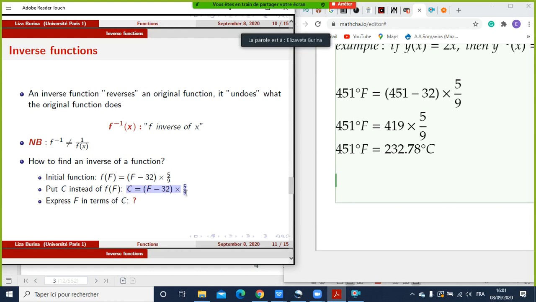Great. We put C, well, it can be any different letter, but it's just a nice way so you don't get confused. We put C because we know that it's going to be Celsius, and then express F in terms of C. So what we have to do is write the same equation, but the one that we obtained from here, not C equals blah blah blah, but F equals some function of C. Okay, so go ahead, do it now.